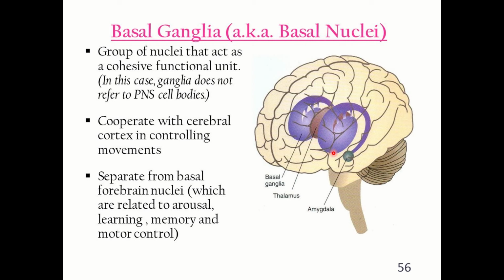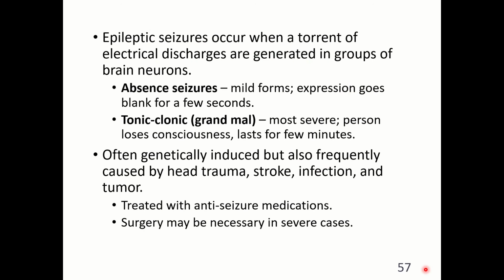muscles. They are separate from the basal forebrain nuclei, which are related to arousal, learning, memory, and motor control. The basal forebrain nuclei are right around in here, and they help to radiate information through the association fibers. Epileptic seizures occur when a torrent of electrical discharges are generated in groups of brain neurons.